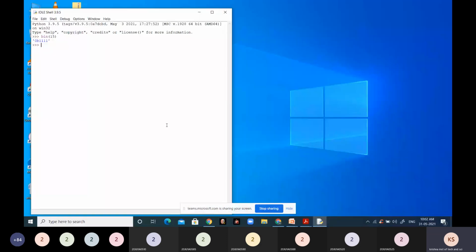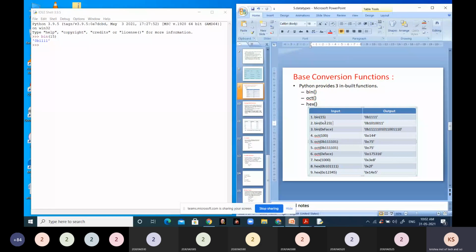Okay, so next one, see this one, an octal number we are going to convert into binary form. So what you got here? bin of an octal form. This is 0, small o, 1, 2, 3. So this is an octal one. 0o is the prefix notation of octal, and 1, 2, 3 is the number. This can be converted into binary. How? 0B, this is the binary form. So 0B we got: 1, 0, 1, 0, 1, 0, 0, 1, 1.